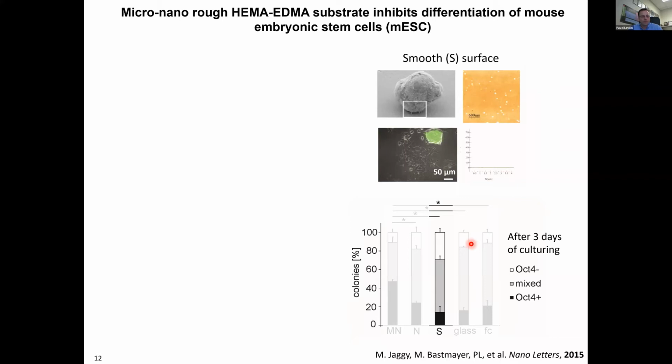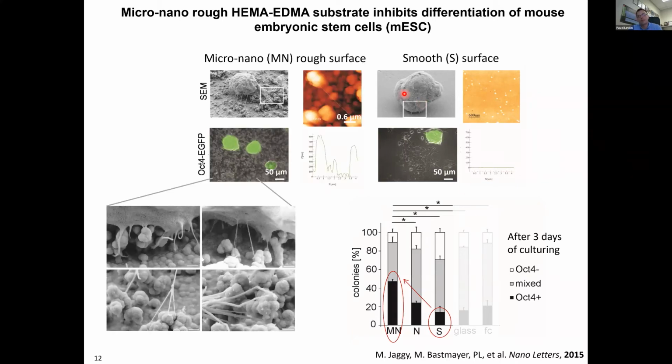Some time ago, we showed that if you take the same cells and put them on a surface with the same chemistry, but with different micro-nanostructure, with this micro-nanotopography, these cells do not differentiate spontaneously. They keep their pluripotency for up to several weeks, and they proliferate in vitro on the surfaces. And then potentially they can be used for regenerative medicine. So this shows the importance of the physical properties and not only chemistry, as many people think.